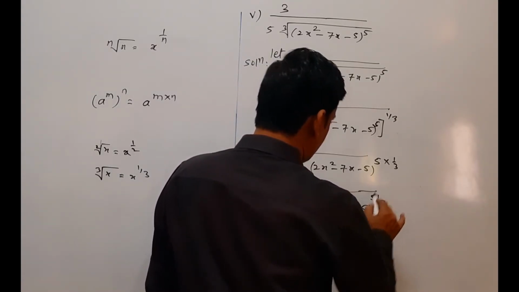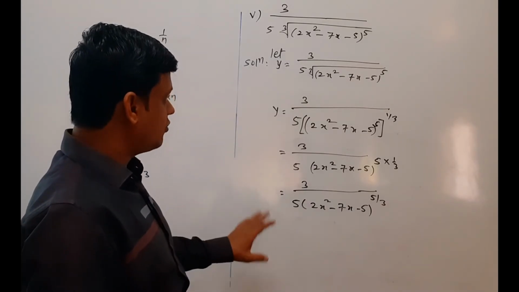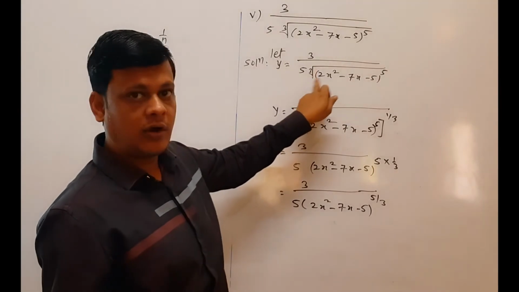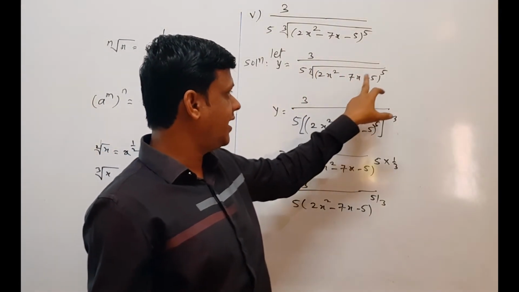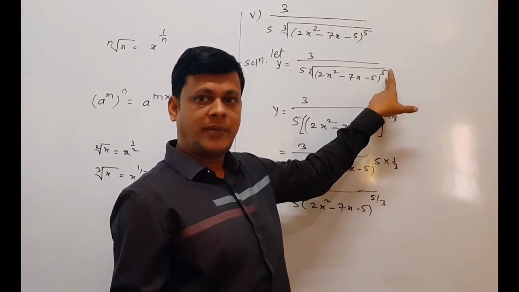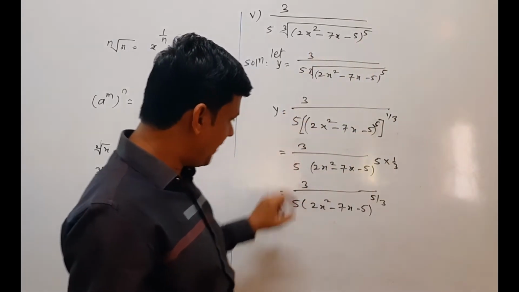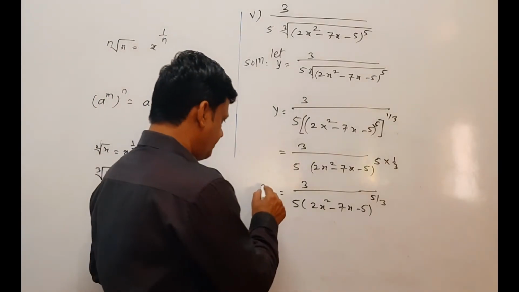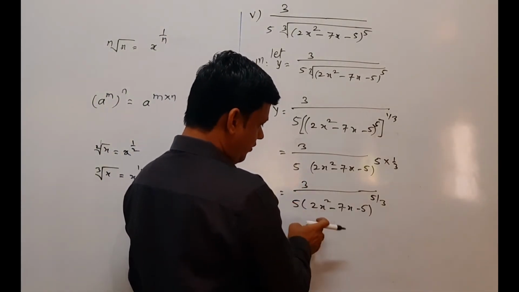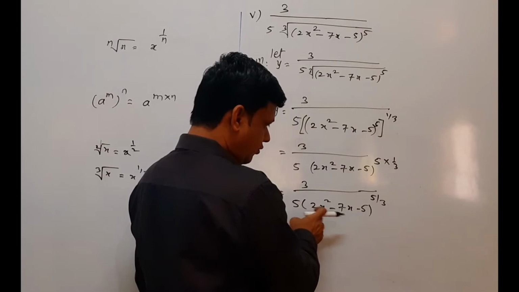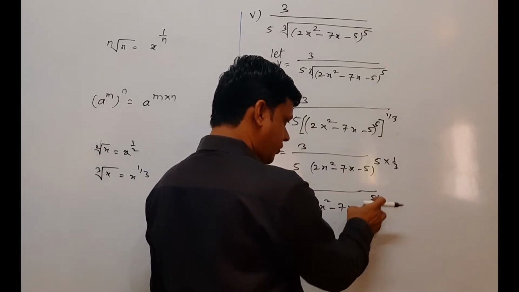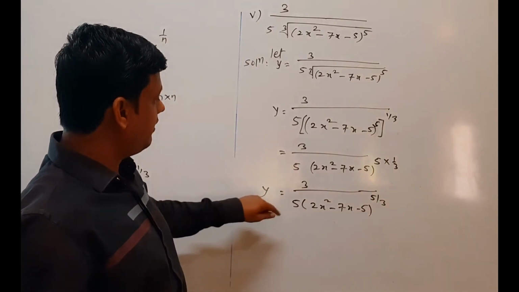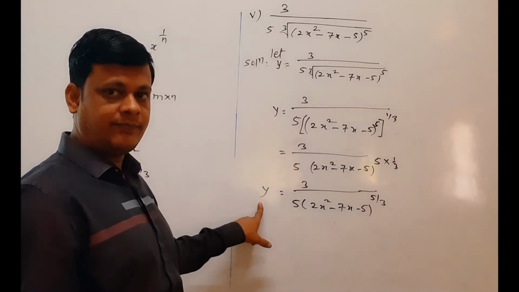So we write this as 3 upon 5 into 2x square minus 7x minus 5 raised to the power 5 by 3. That means we have to find the derivative of 3 upon 5 cube root of 2x square minus 7x minus 5 bracket raised to the power 5. That means we have to find the derivative of this term y is equals to 3 upon 5 into in bracket 2x square minus 7x minus 5 bracket raised to the power 5 by 3. So we find the derivative of this last term.